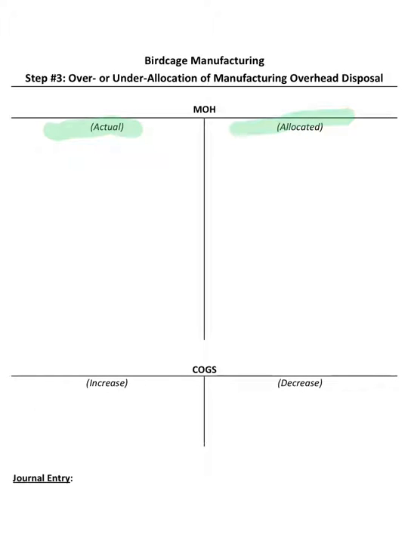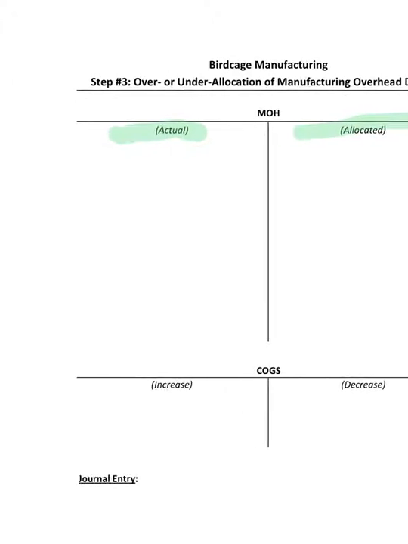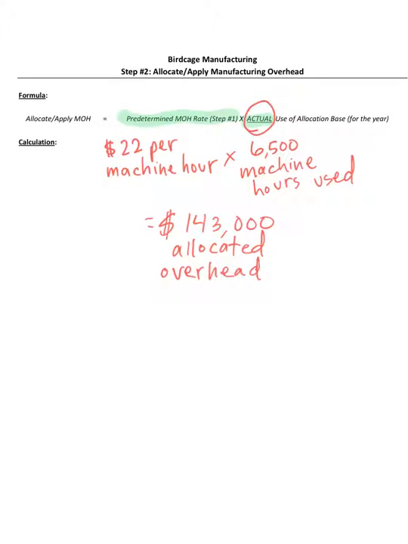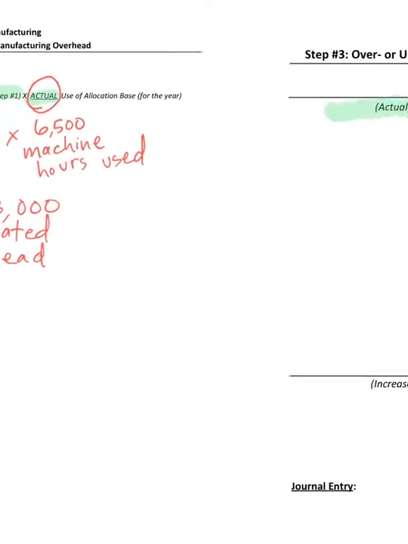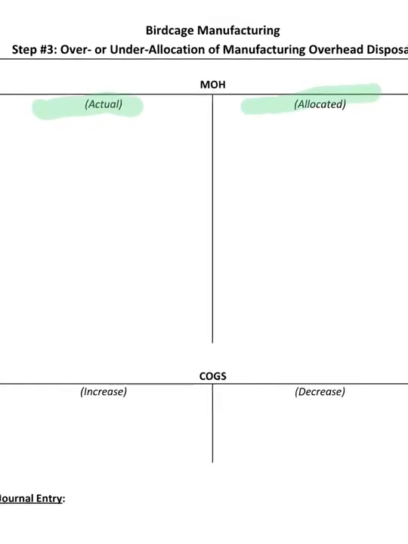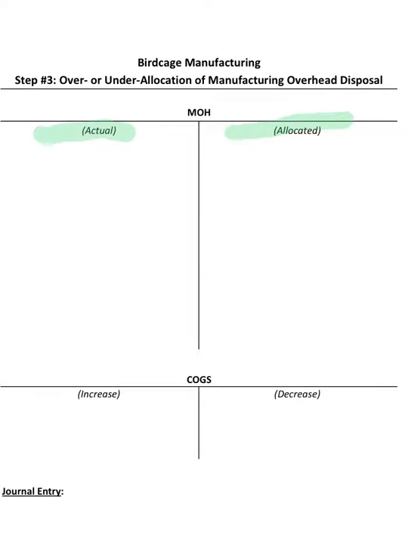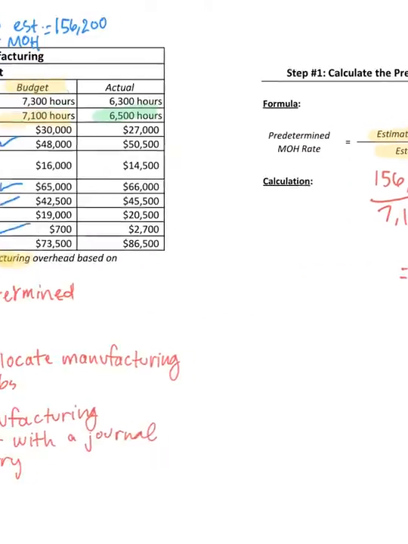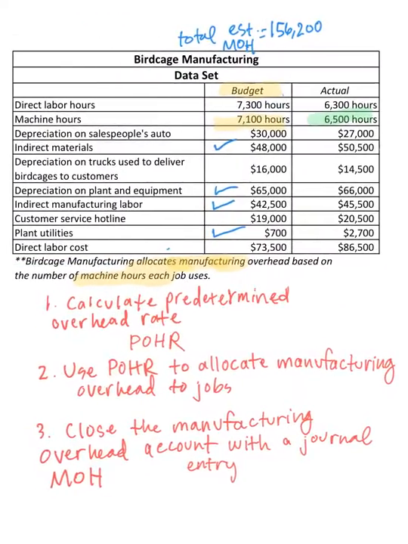In the prior question step, we determined that $143,000 of overhead was allocated. So we're going to go ahead and put that under the allocated side. Now we need to figure out total actual overhead. So in order to do that, we need to return to our data set. And now we're going to look at the actual column here.